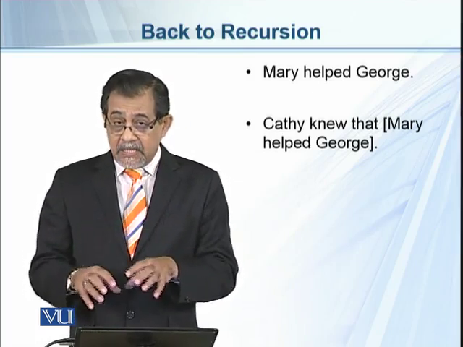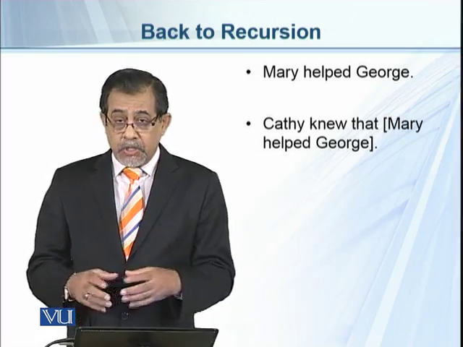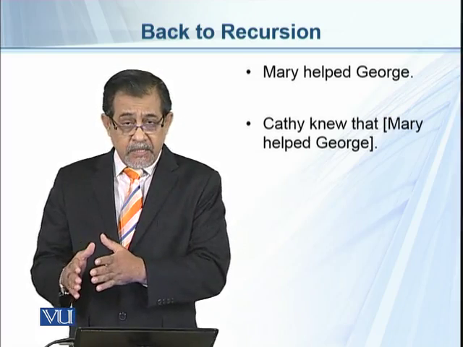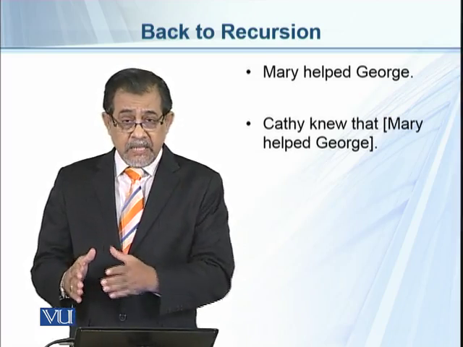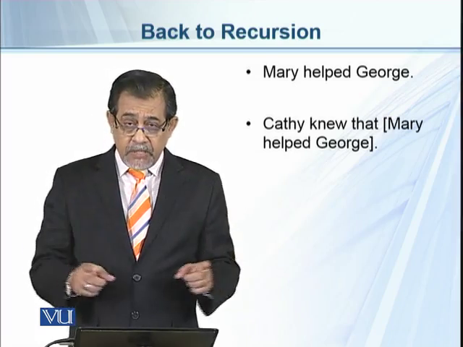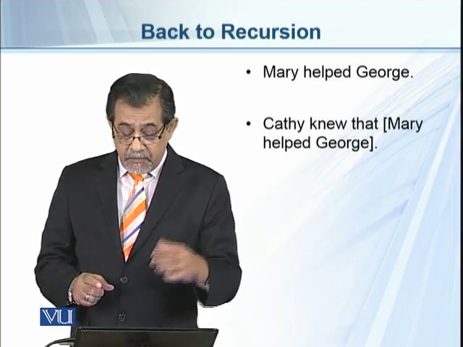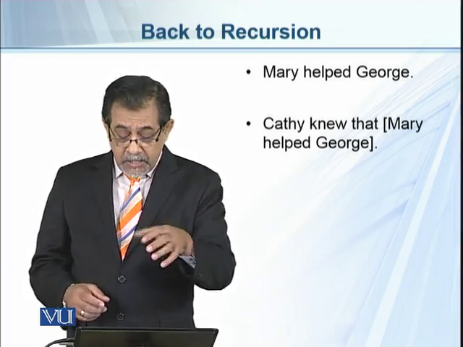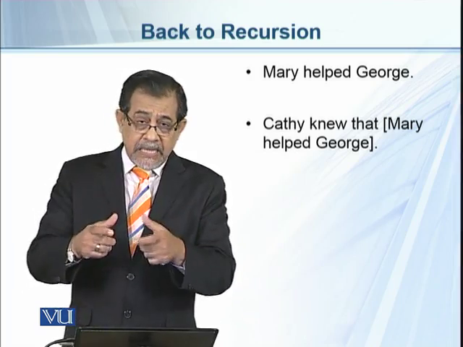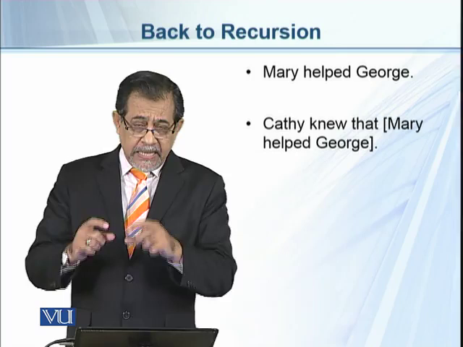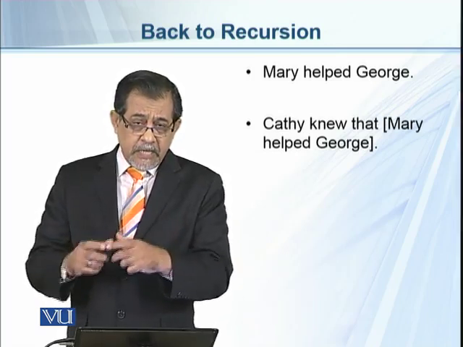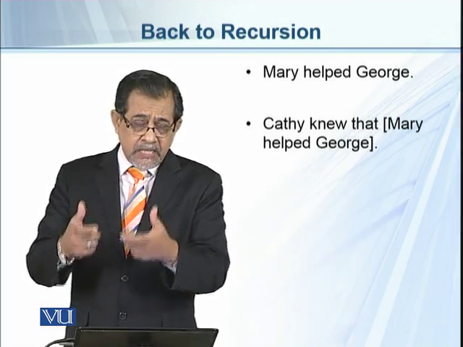Though the second sentence, that Mary helped George, according to the traditional grammar, is a subordinate clause, and the structure of this sentence will go like Kathy, subject, knew, verb, and knew what? That Mary helped George is actually the direct object, but here the direct object is not a phrase, it's a clause, or it's a sentence.